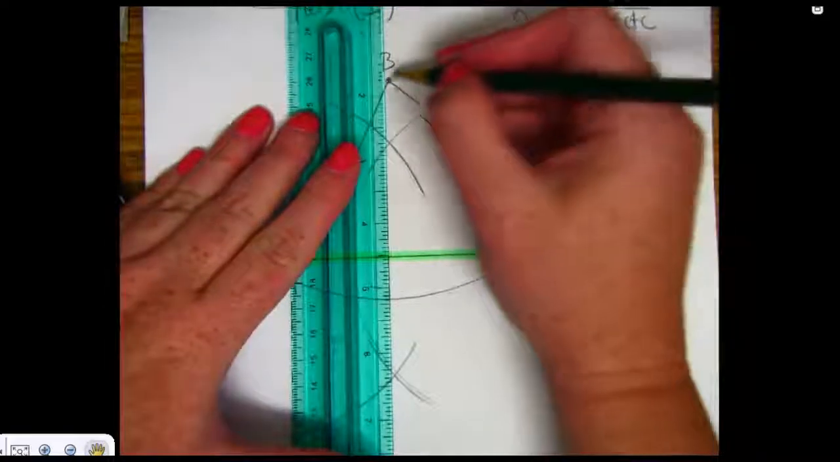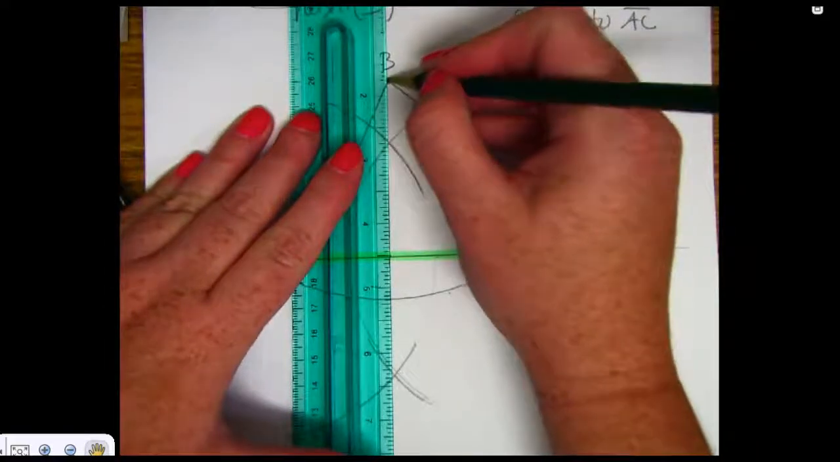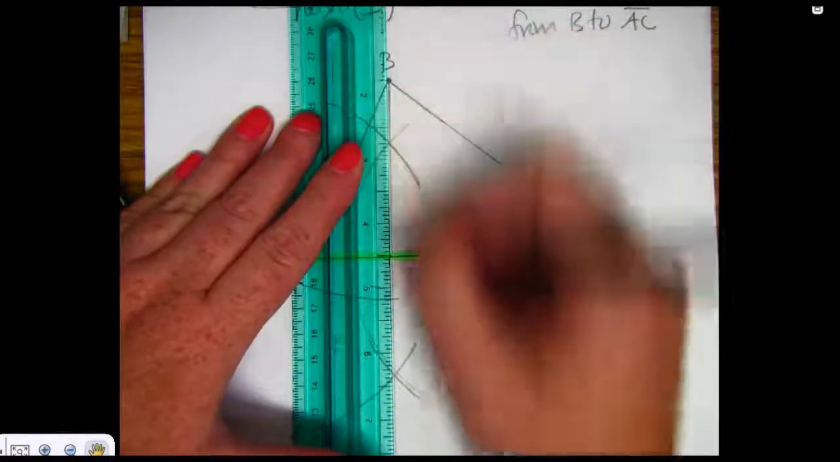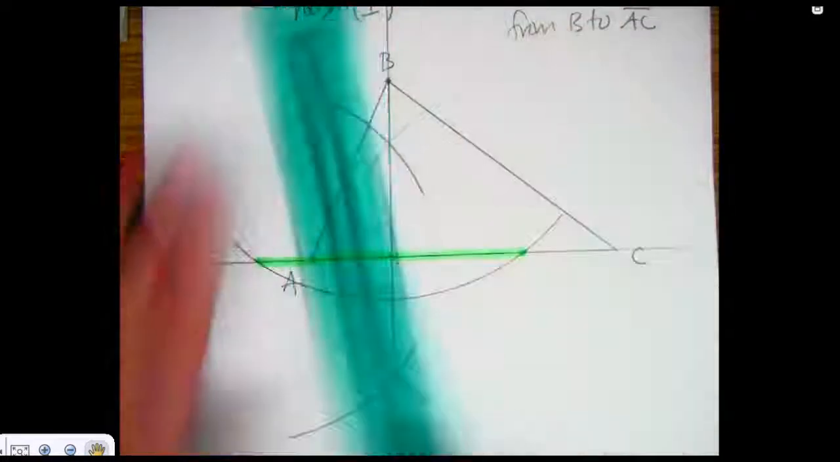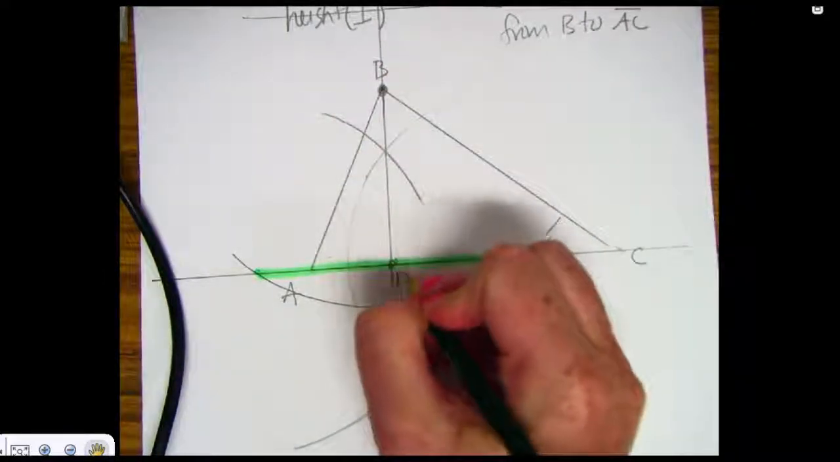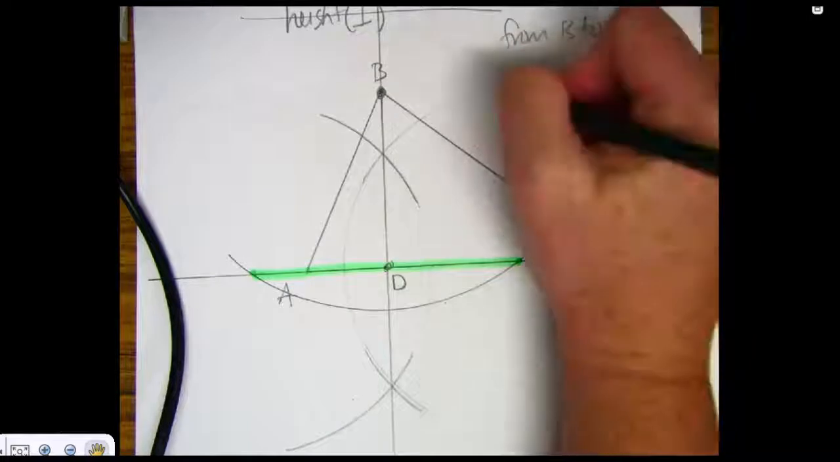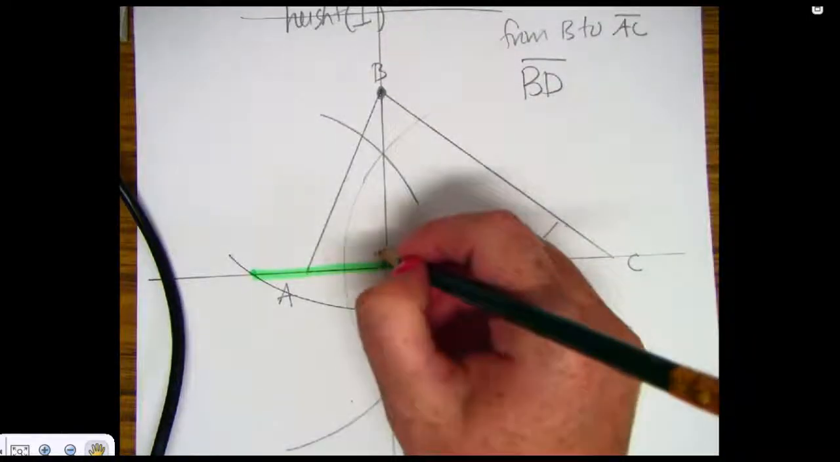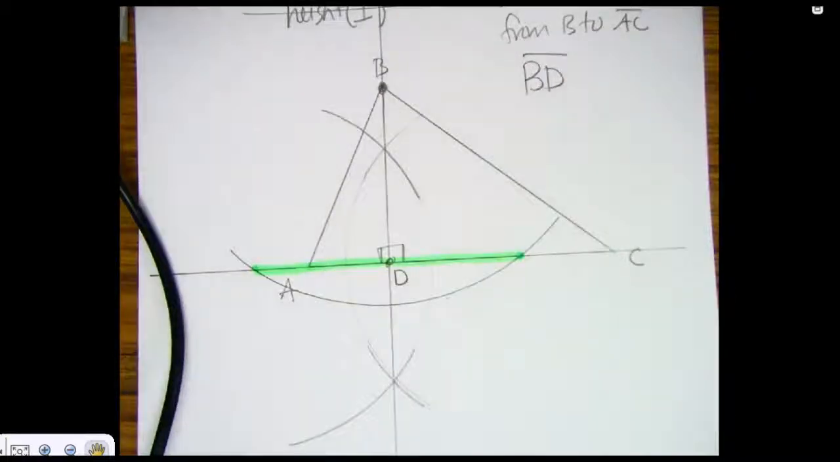But what I'm going to do now is I'm going to connect. And I only really connect. This right here is my full perpendicular bisector. Okay? But my altitude only goes from B to D. So BD is the altitude. It stays inside the triangle. So here I have a right angle. Here I have a right angle.